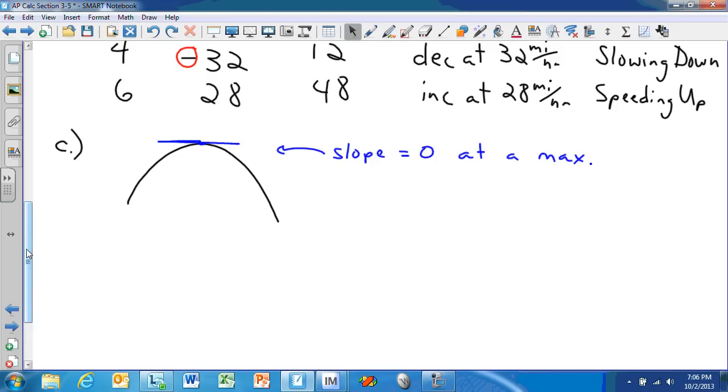All right. Realize that if I have a minimum, the same is true there. If I continued this graph, for example, here at this minimum, the slope equals 0 there as well. So in other words, just by finding a slope of 0 does not guarantee me a minimum or a maximum. I have to look a little bit further into it to figure out which one of the two it is.